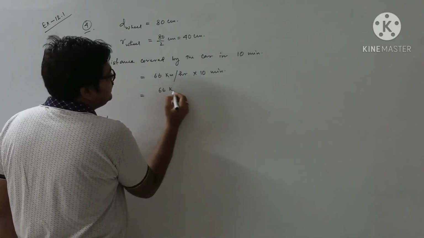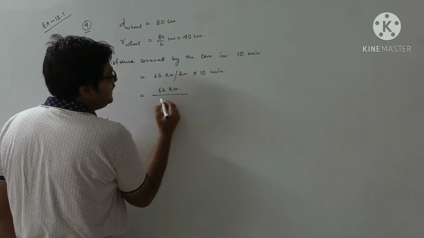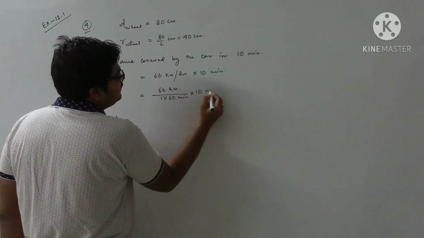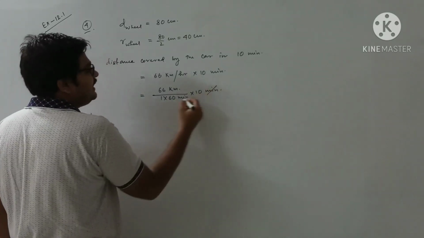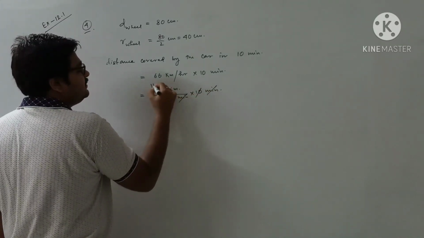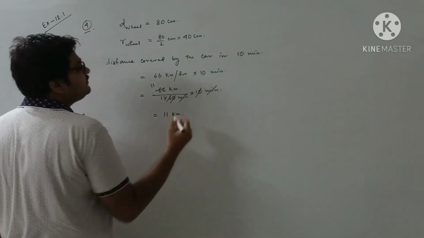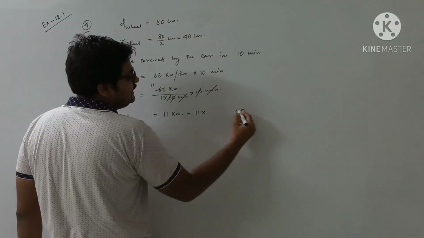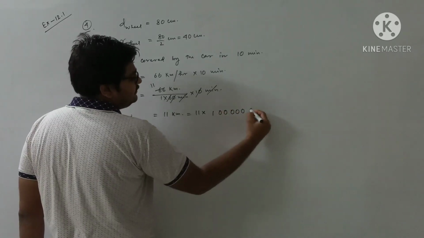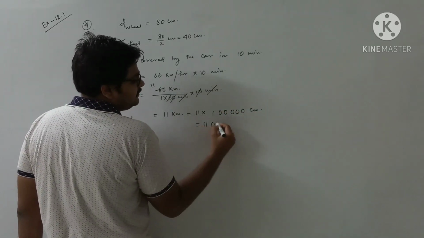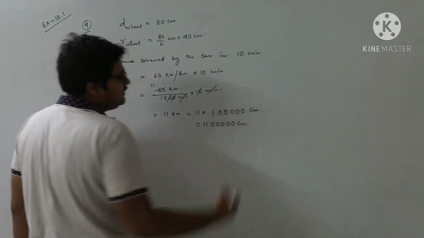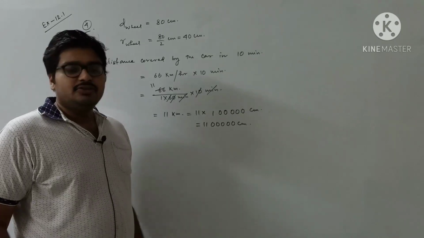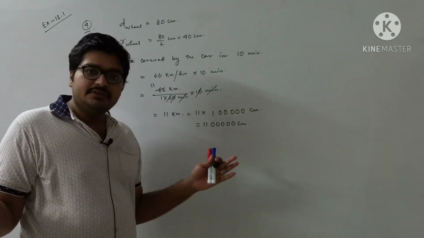So 66 km per hour, you can change the hour to minutes: 1 into 60. Minute can be cancelled. So how much kilometer? 11 kilometer. Kilometer we have to change to centimeter. So this much centimeter was covered by the car in 10 minutes.